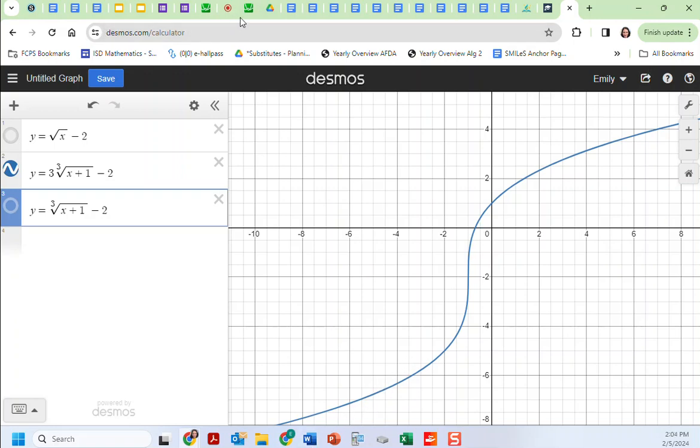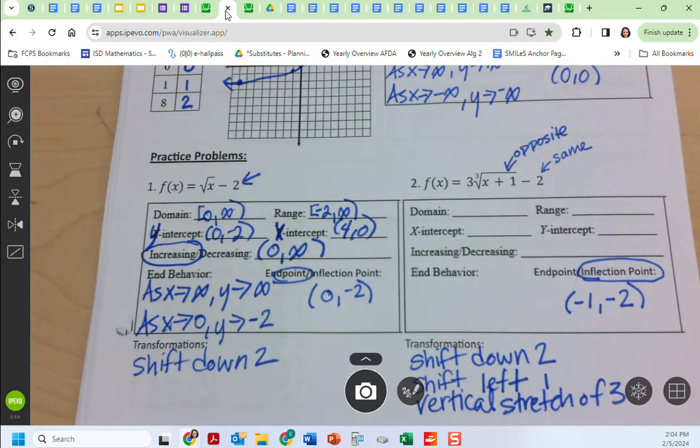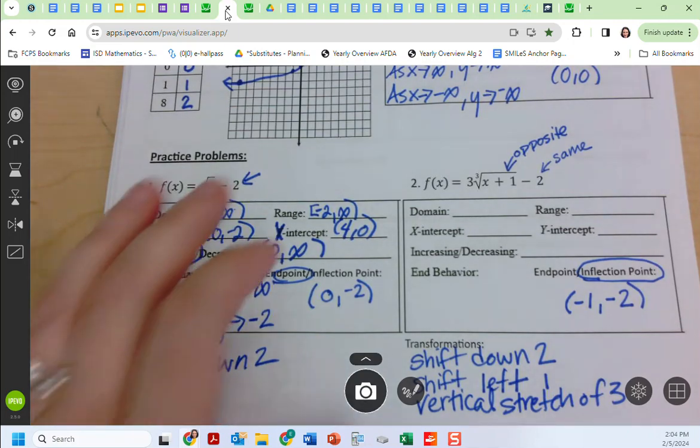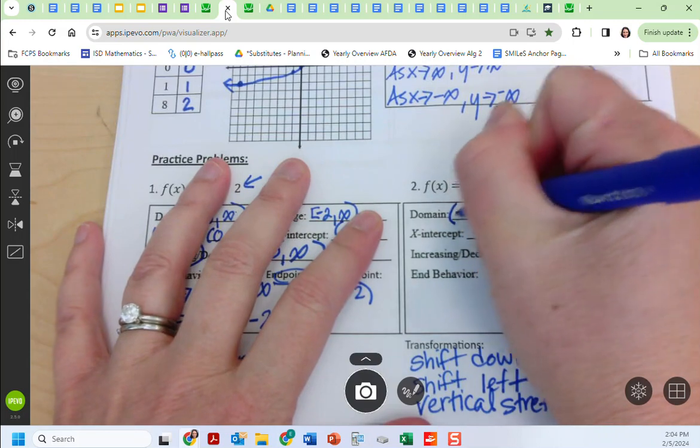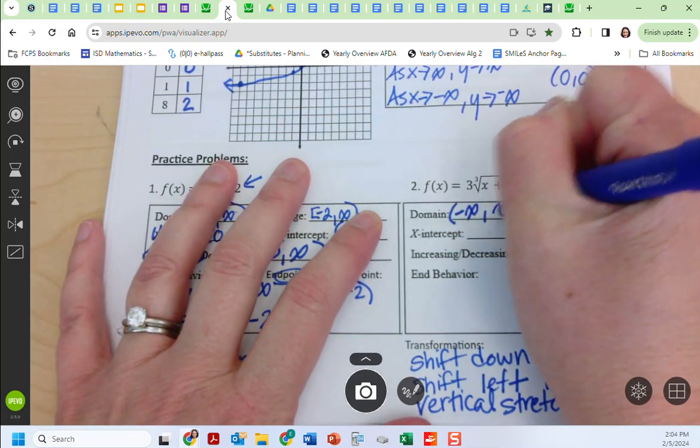Domain and range will always have the smaller one first and then the bigger one. So they're never going to be switched. The answer is never going to be infinity, negative infinity. So if you're ever wondering if you got it right, it should always be the smallest one and then the biggest one.